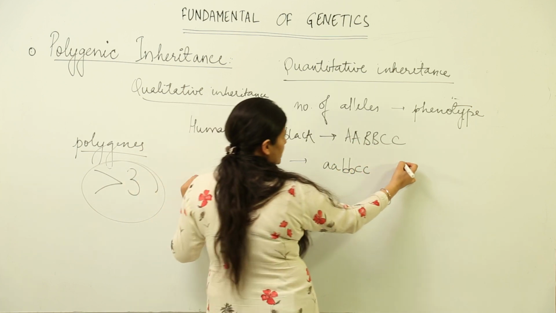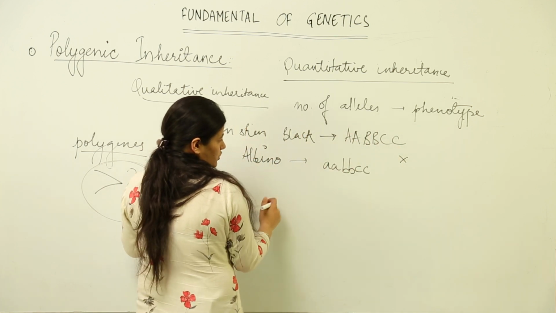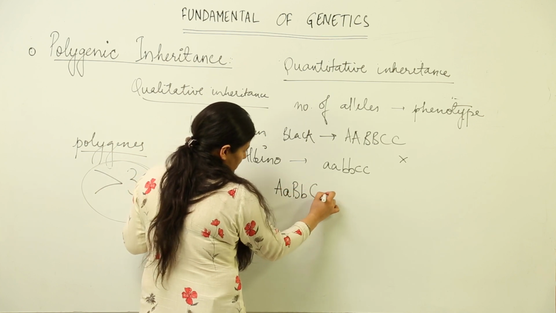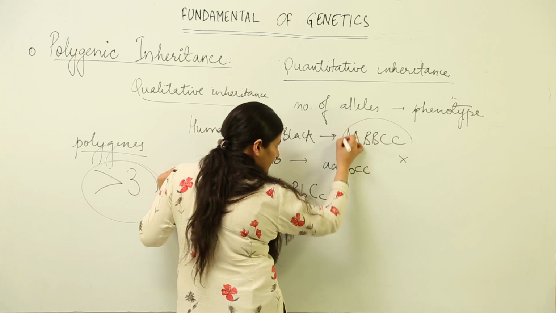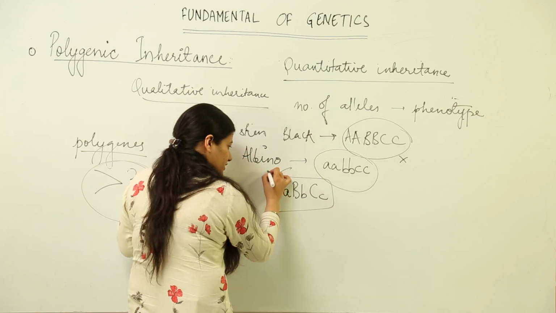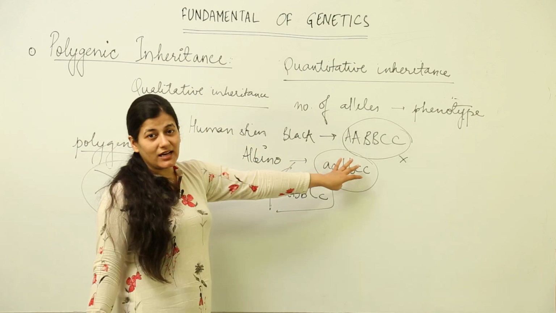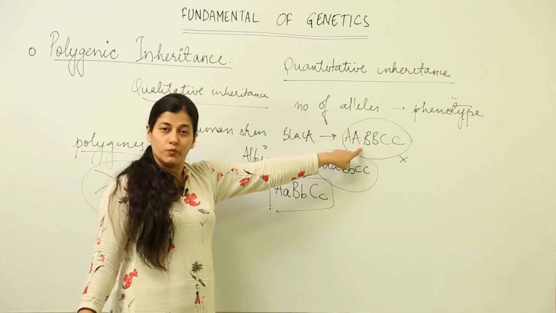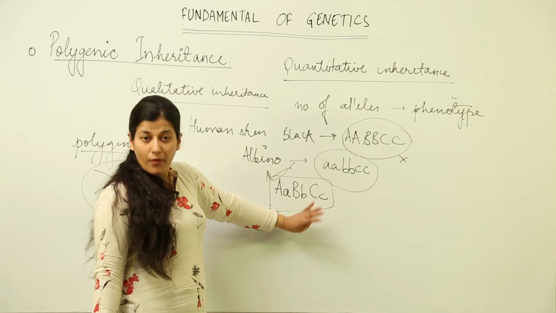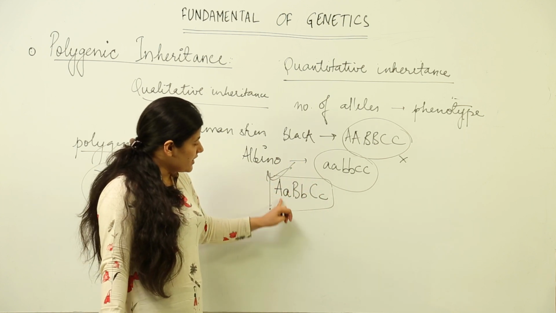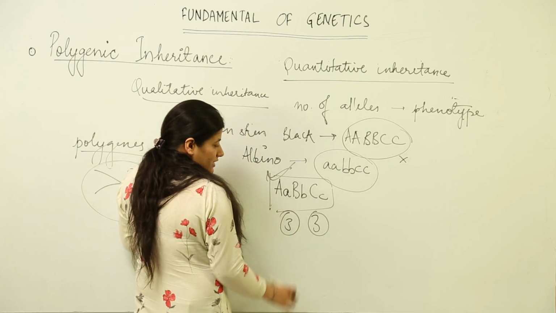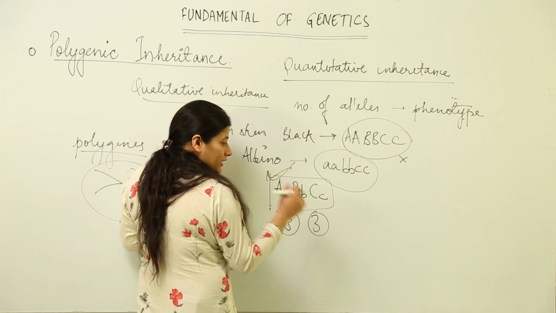Now if we cross these two, what we are going to see is AaBbCc. The phenotypic expression for this particular genotype would be exactly intermediate between these two. That means intermediate skin color, otherwise known as mulatto, would be born. Now what you have over here is that 3 alleles are dominant and 3 alleles are recessive. So you have completely intermediate coloration.